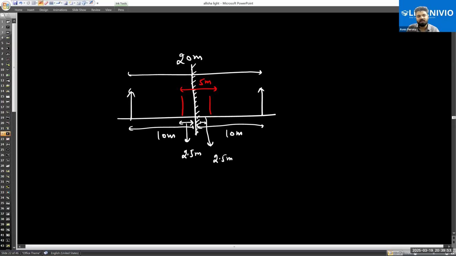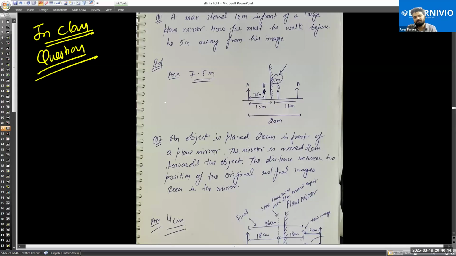So actually he is now at 10. So he has to travel 7.5 meter from his position. So now you understood the concept. Please note down the solution for this one.